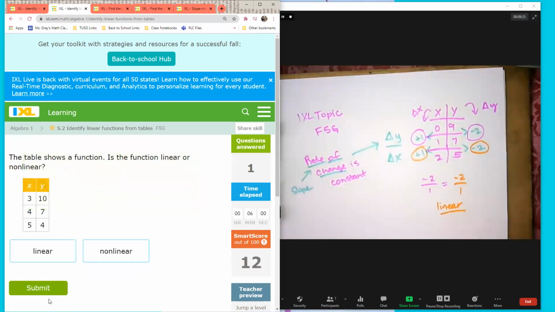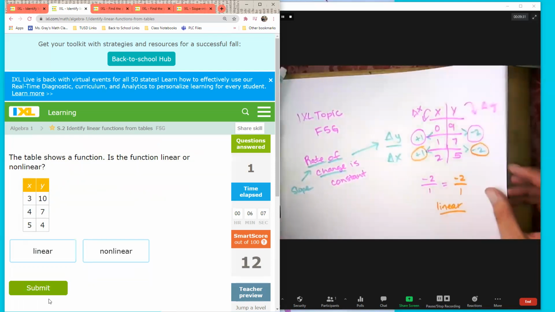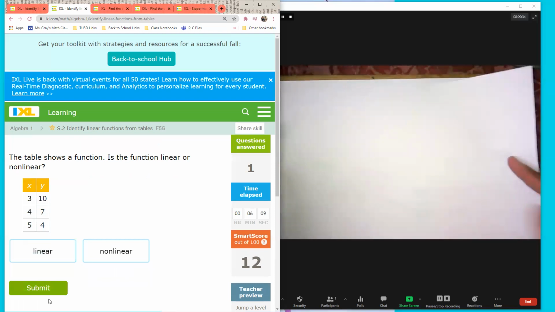The other way you could check that is you could graph them, right? You could literally take these points and put them on a graph and see if it makes a straight line. But if you're trying to check it mathematically, that's the way to do it. Let's try another one.